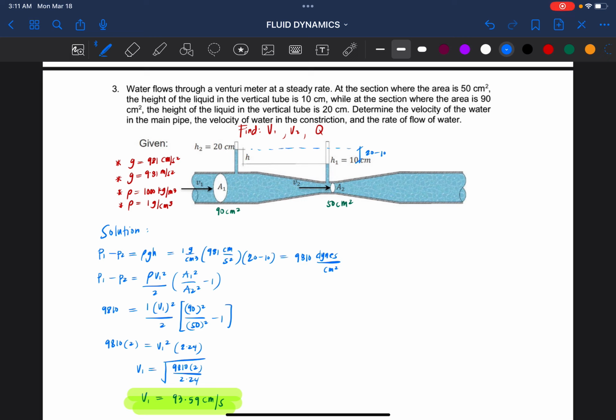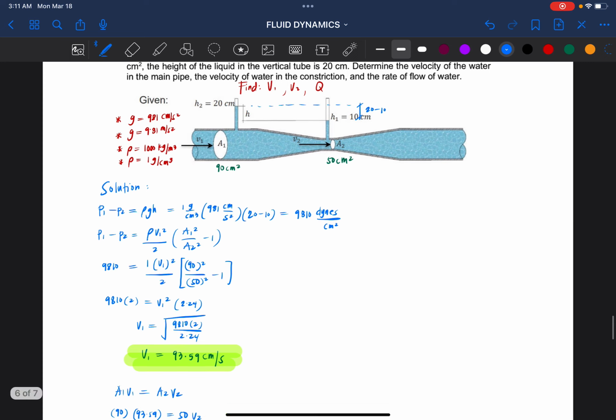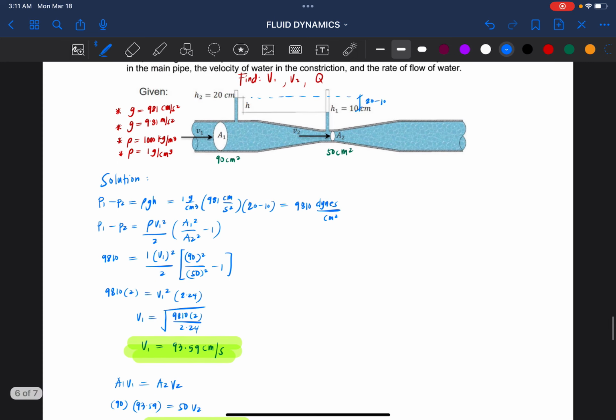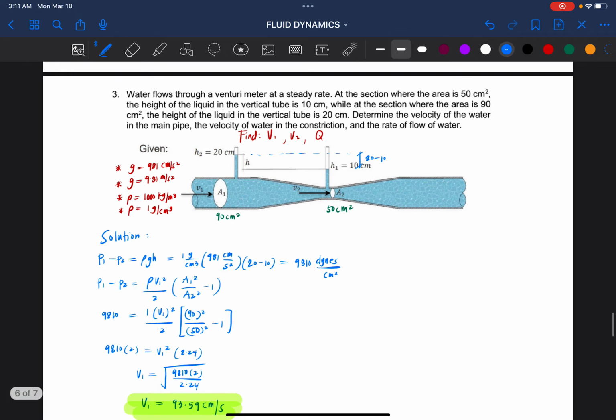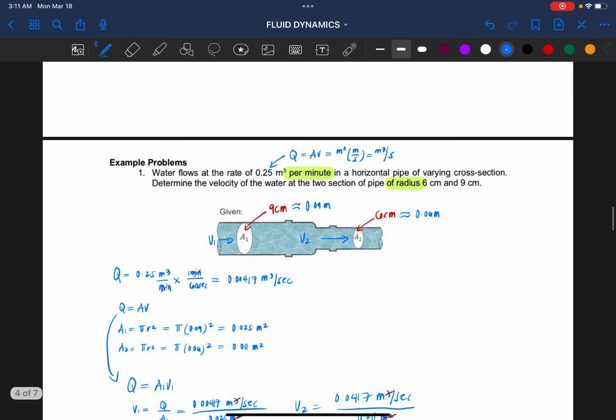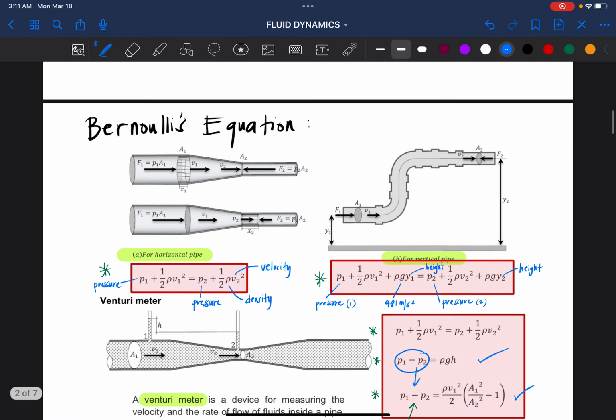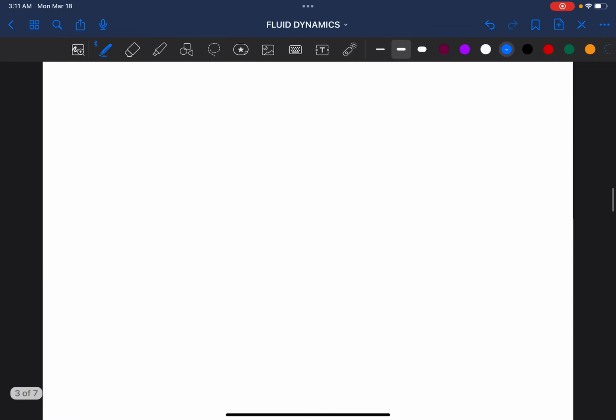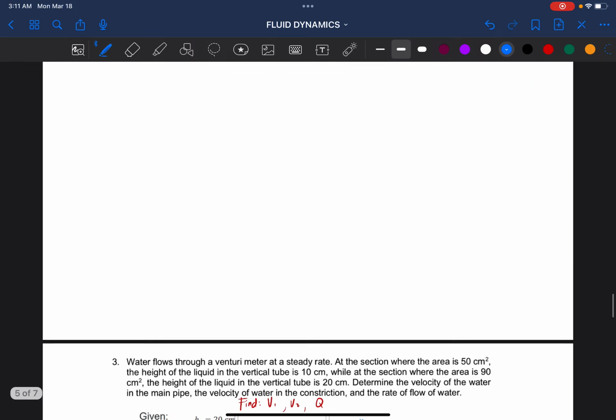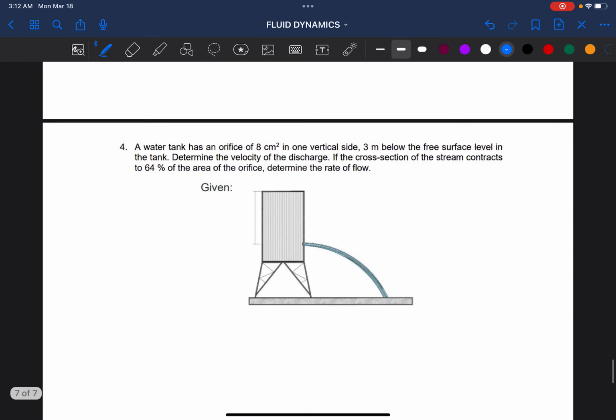Kasi, ang nakagiven sa problems nyo is per centimeter. So, definitely, dapat uniform yan. Okay? Kaya gumamit tayo ng centimeter, grams, at saka dynes. Pero yung formula, kapag kakabisado nyo yung formula na to, you are good to go. And then lastly, para sa last problem natin, direct substitution lang din to.